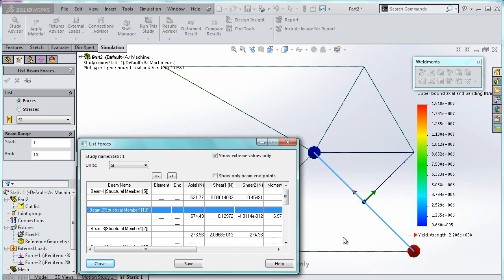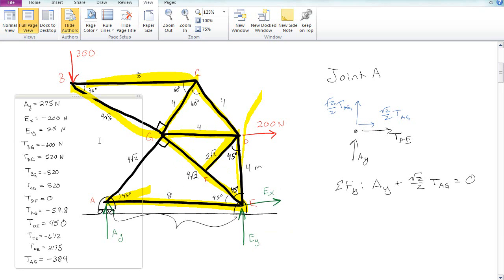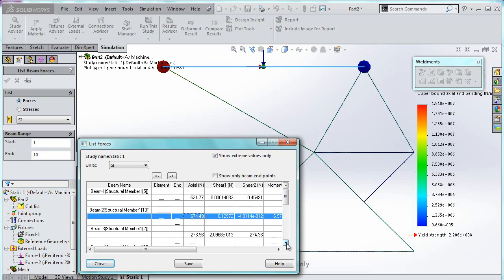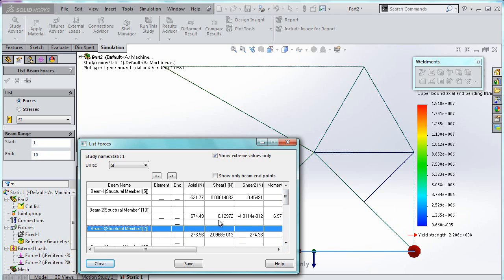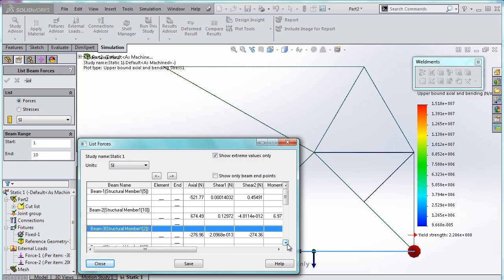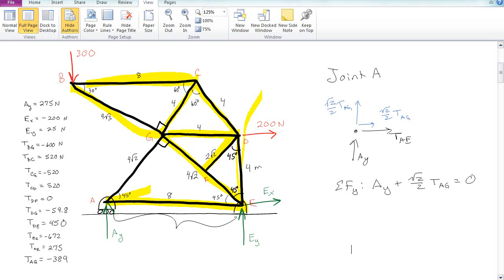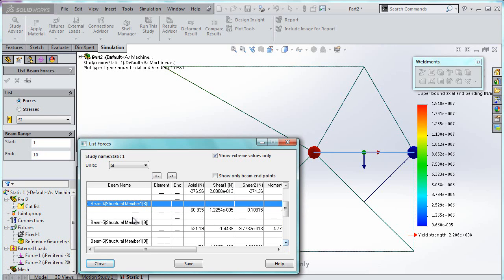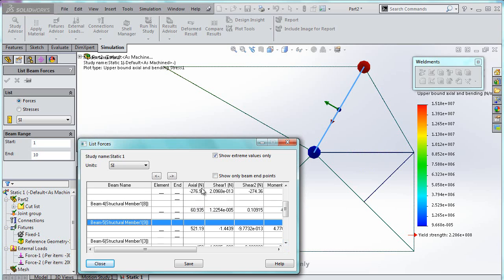All right, so the second structural member is this one over here, and that was GE. And if we look at EG, negative 672, and so positive 674, which is just perfectly fine. This one down here was AE. AE we had was 275, and we've got negative 275-ish. This one over here was DG. DG we had was negative 59. They got positive 60. So see, isn't this amazing, and how much faster this was than the 20 minutes it took us to do this earlier?